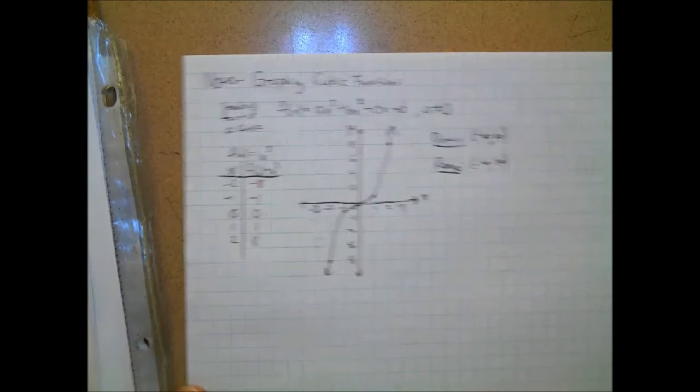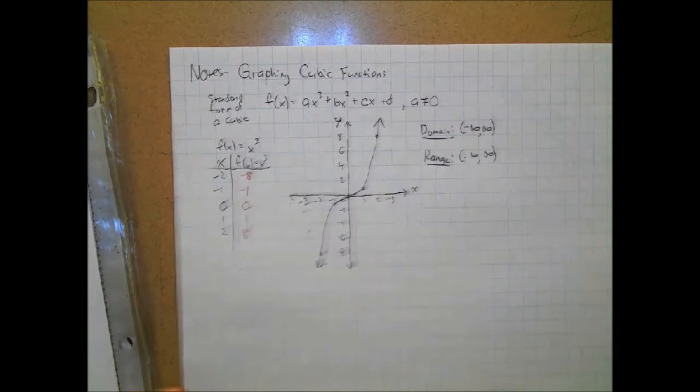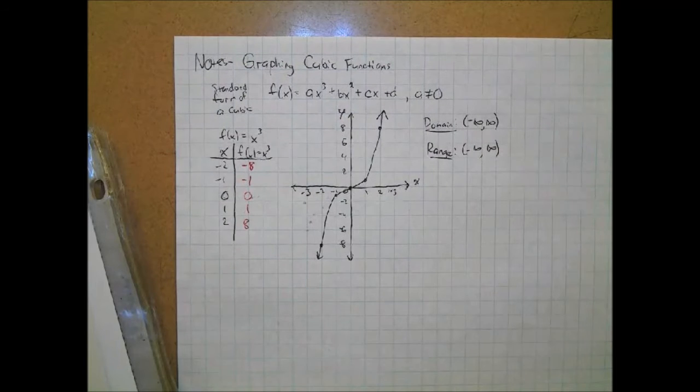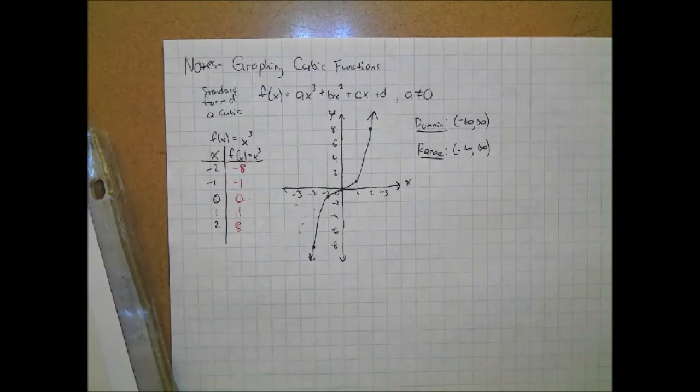Okay? So, different than quadratics and absolute values. In quadratics, for x squared, for example, we didn't have a range that was negative infinity to infinity. It was either from negative infinity up to our vertex, or from our vertex up to positive infinity, depending on the shape of the graph. If it was concave up, it would be vertex to positive infinity. If it was concave down, it'd be negative infinity to the vertex. But for cubics, the range is negative infinity to infinity.